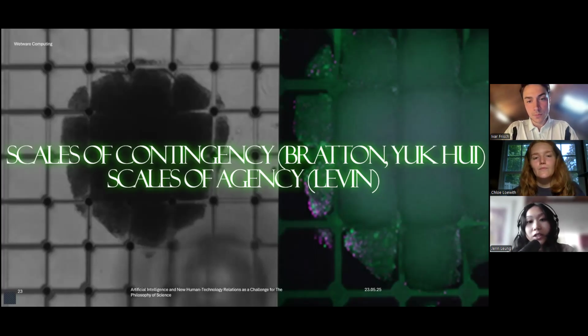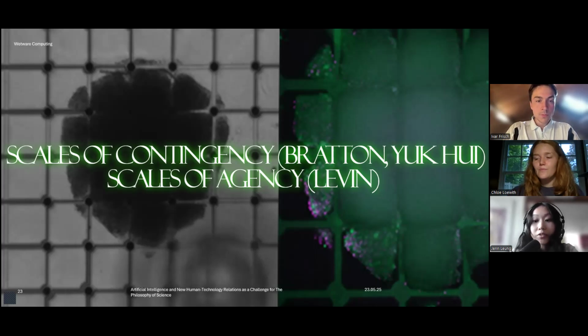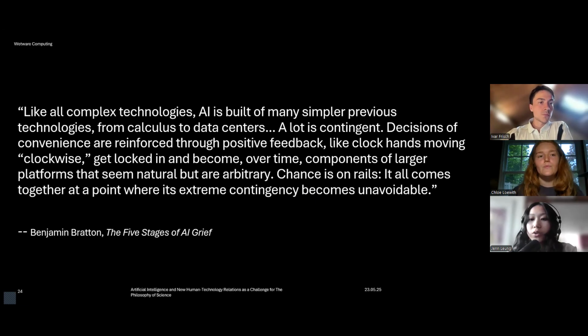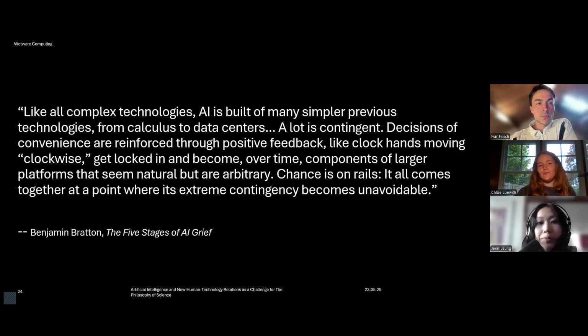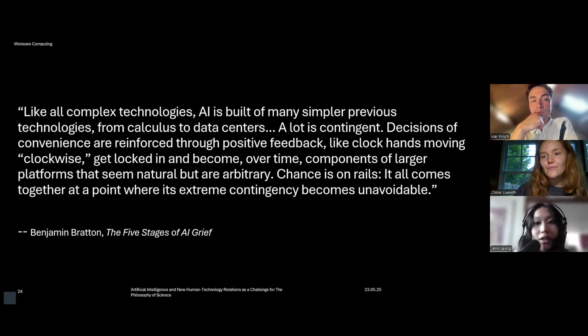Secondly, we also have to understand, through those organoid experiments and examples that you've seen, the varying scales of agency. So first, understanding the wide scales of contingency, I just wanted to revisit this quote by Benjamin Bratton in The 5 Stages of AI Grief. He explains how, like all complex technologies, AI is built of many simpler previous technologies, and a lot of them are contingent. These decisions of convenience are reinforced through positive feedback, which then become stacks. So, chances on rails, it all comes together at a point where its extreme contingency becomes unavoidable.